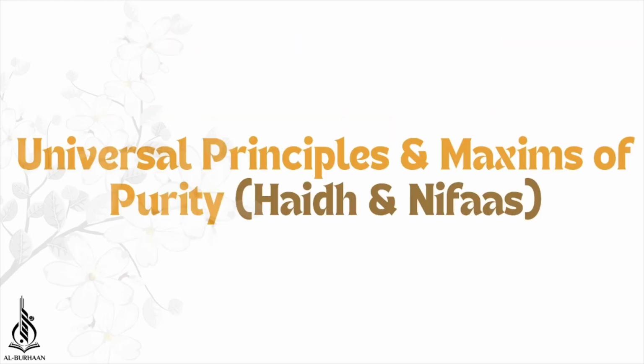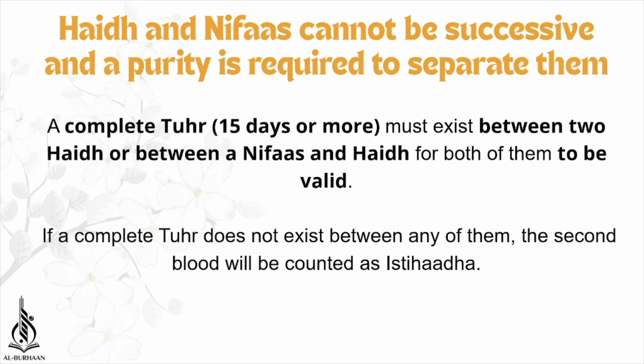Okay. Now we look at universal principles and maxims of purity. We're coming into the discussion of purity. So we looked at haze, we looked at nifas, we looked at Istihaadhah, and now we look at tuhr and purity that apply to haze and nifas. So the rule is haze and nifas cannot be successive, and a purity is required to separate them. So a woman cannot have a haze immediately after another haze. Let's say it was 10 days of haze. We can't say the second haze from day 11 to day 20 is now counted as haze. There must be a gap. There must be a separator between one haze and the next. And the same would apply to nifas.